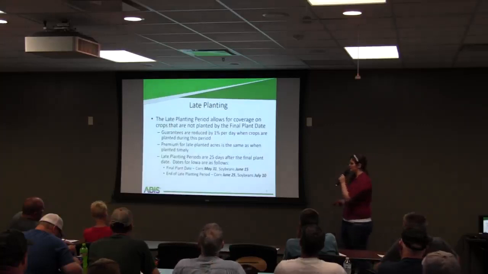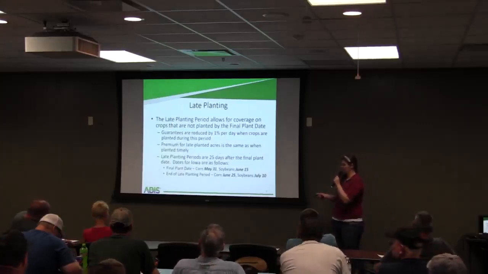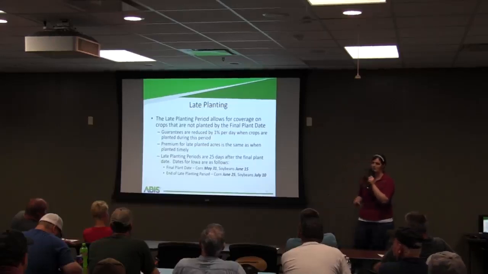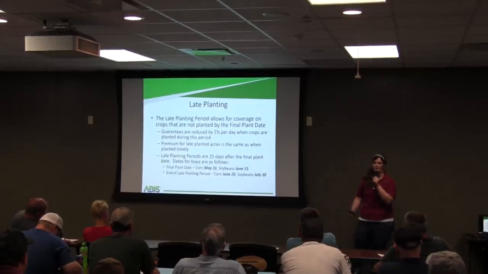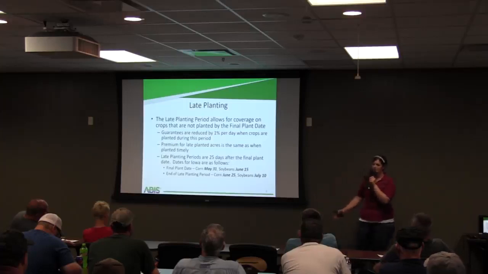So there's a late planting period for corn. May 31st is the last day to plant your corn. After that, it's 25 days. After that, we enter the late planting period. And so what that means is your guarantees are reduced by 1% per day when you plant into that window after May 31st.